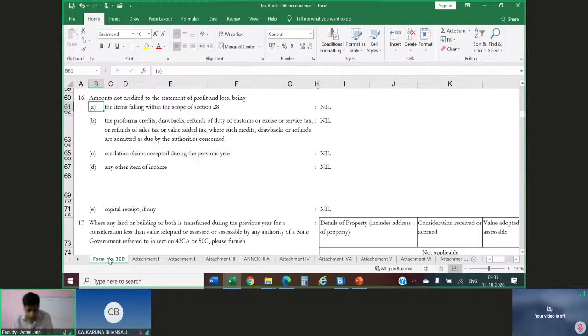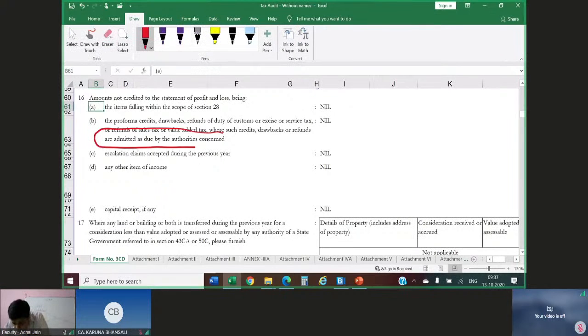Now this point you should note down. Are admitted as due by the authorities concerned. Escalation claims accepted during the year, any other item of income, or any sort of capital receipt.